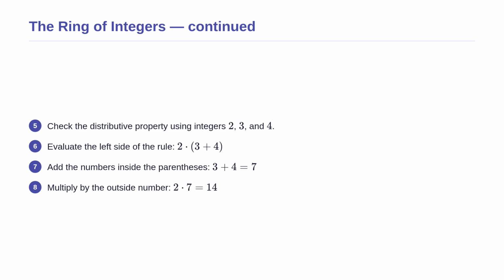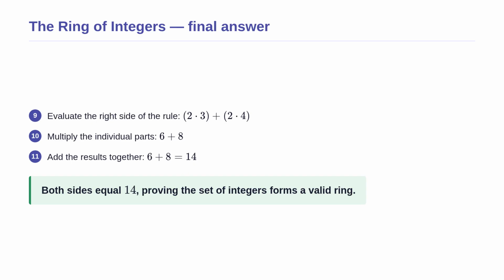This gives us a clear target to match when we test the other side of the rule in the next step. Now we evaluate the right side of the distributive rule to see if it matches our target of 14. We multiply 2 by 3 to get 6, and we multiply 2 by 4 to get 8. Adding 6 and 8 together also gives us 14. Since both sides match perfectly, the distributive law holds true.